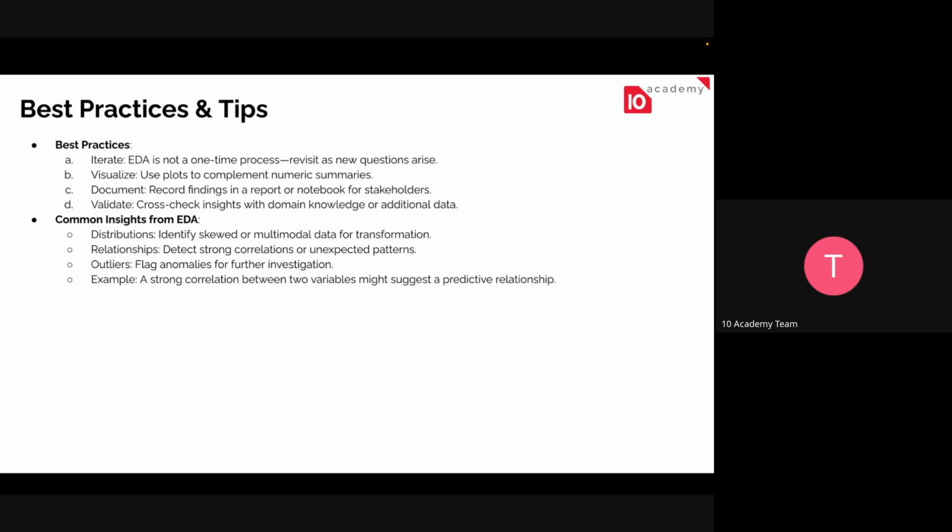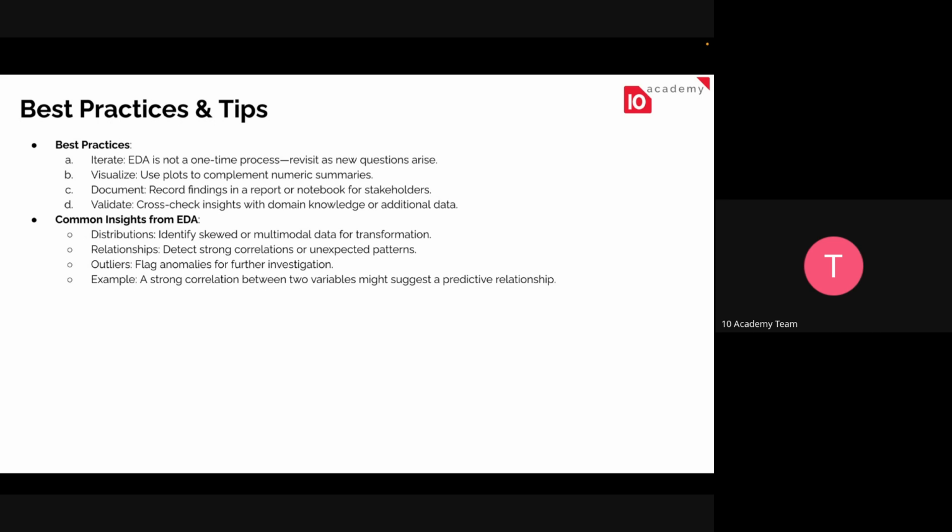So use plots to complement numerical summaries. You have your numerical summaries, but it might not be that interesting for the stakeholders just to share the numerical values. So almost always try to use plots to back up your numerical summaries, okay? And document what you have found. Always keep a record of your findings in a report or a notebook like I've used earlier, and validate.